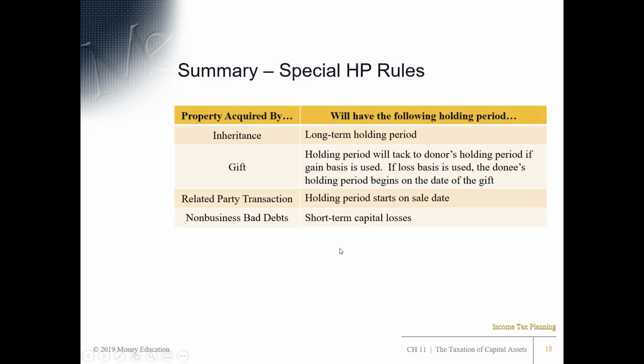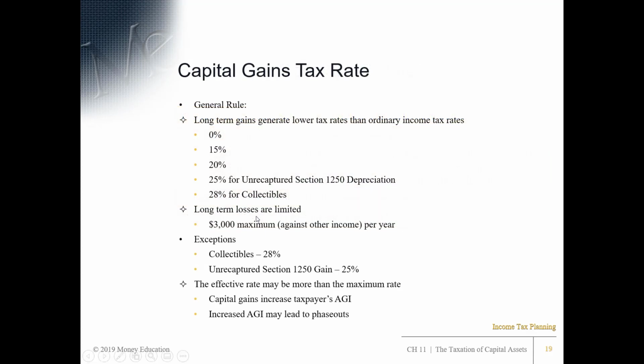So here's a summary. If it's inheritance, it's long-term. If it's a gift, the holding period will be tacked on to the donor's holding period if gain. If loss, it will be the donee's holding period. If it's a related party transaction, the holding period starts on date of sale. And if it's non-business bad debt, it's short-term capital losses.